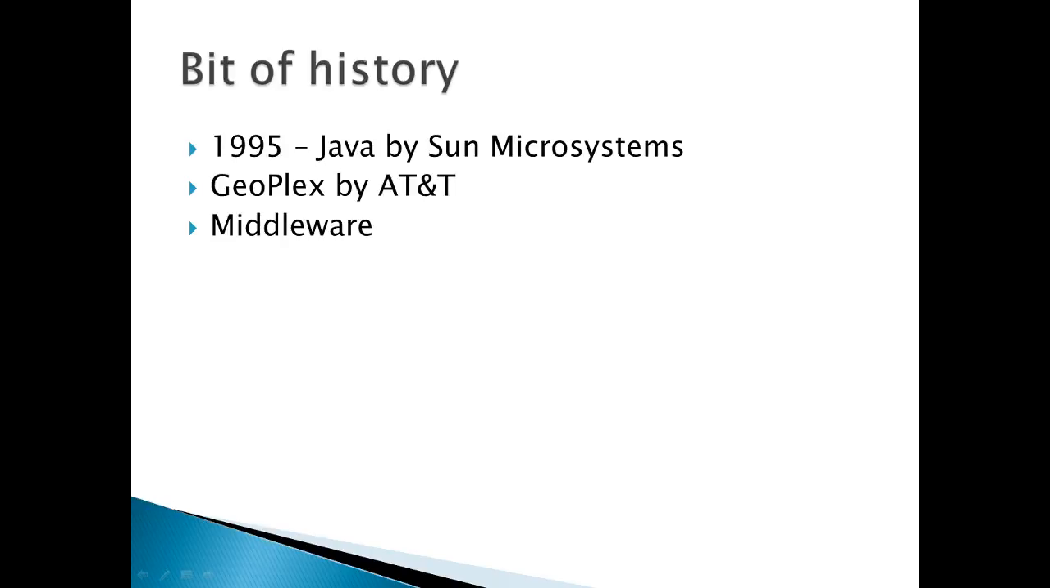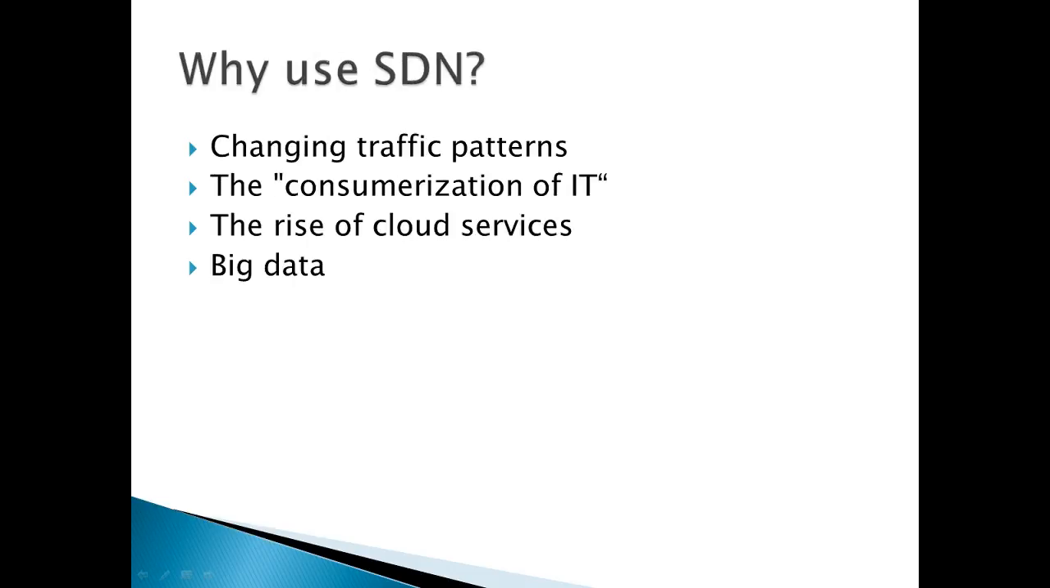In 1995, Java was released by Sun Microsystems, and in the same year, Geoplex was released by AT&T, and they decided to use Java as a means to create a sort of primitive middleware to transmit and update company policies quickly. Therefore, the first SDN prototype was created. AT&T was proved correct to use new sorts of internet protocols.